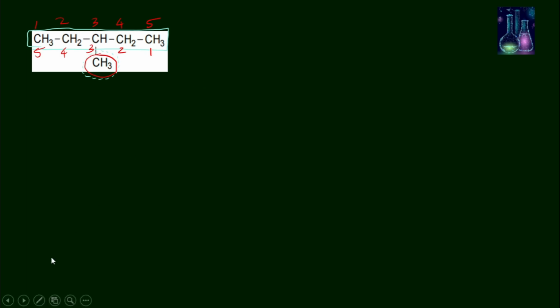Now let's write the name of the molecule. It is 3-methyl. The parent contains 5 carbons, therefore pent, and they are carbon-carbon single bonds, therefore it will have ane. So this becomes the name of the molecule, 3-methylpentane.